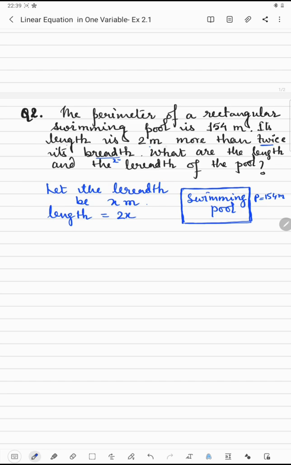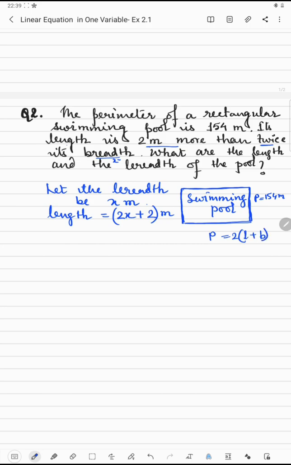Then it is said that 2 meter more. More means we will have to plus. So length we have got 2x plus 2 meter. Now we will have to find the length and breadth of the pool. Now we know that the perimeter of a rectangle is 2 into length plus breadth.